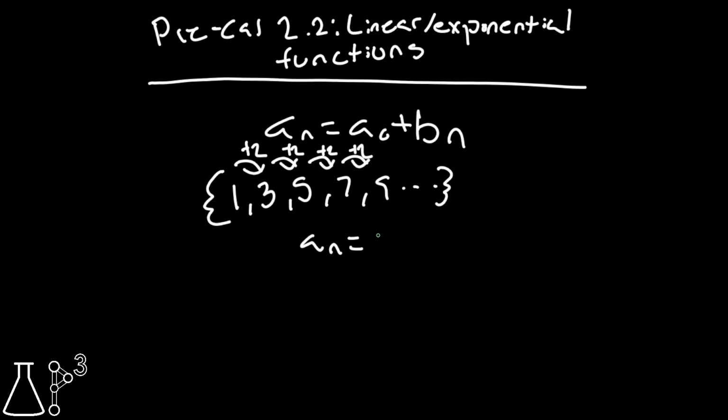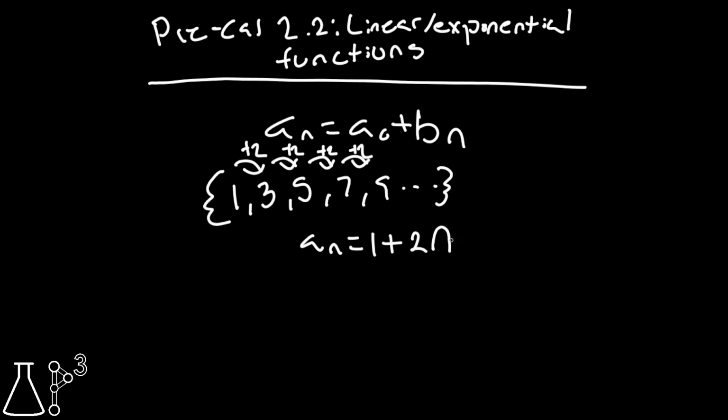We'll get a_9 is going to be equal to our a naught, which as we can see here is 1, right? So 1 plus our b, which is what we're adding each time, plus 2, and then n, right? So there you go.